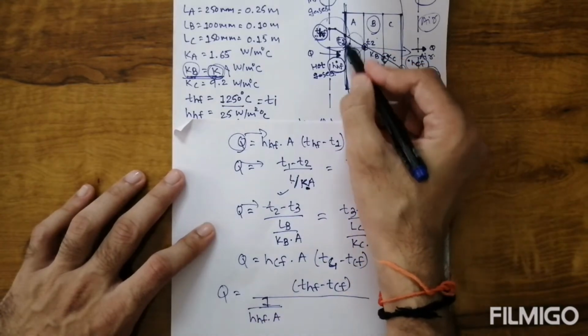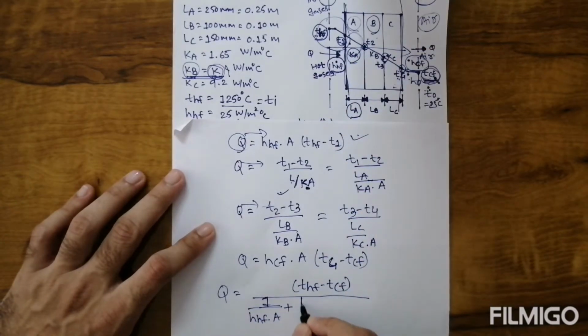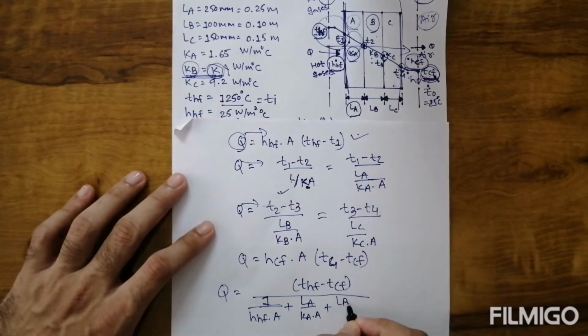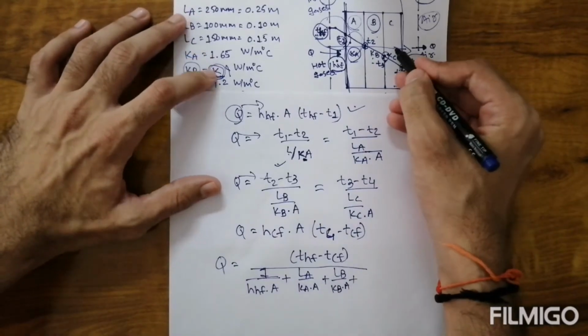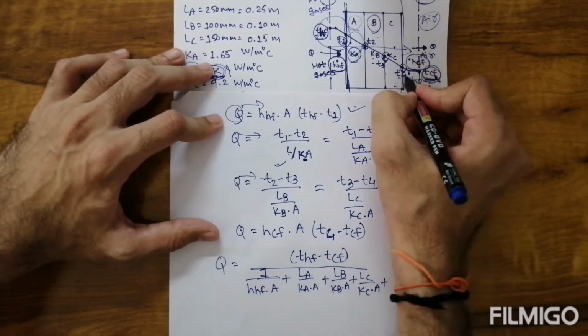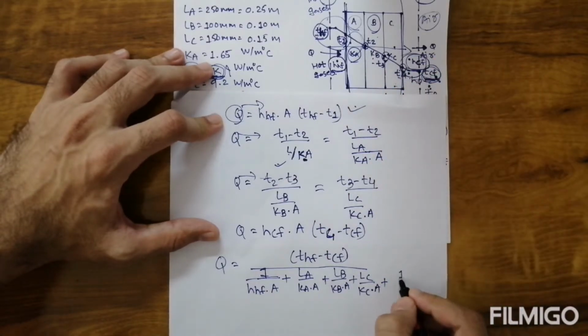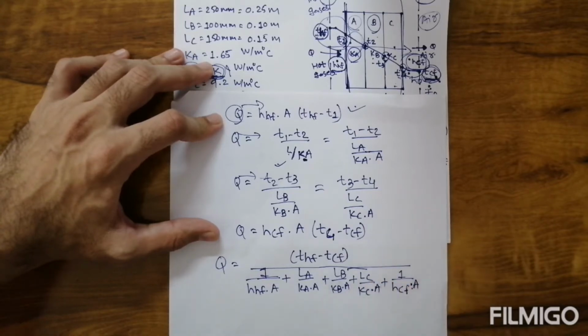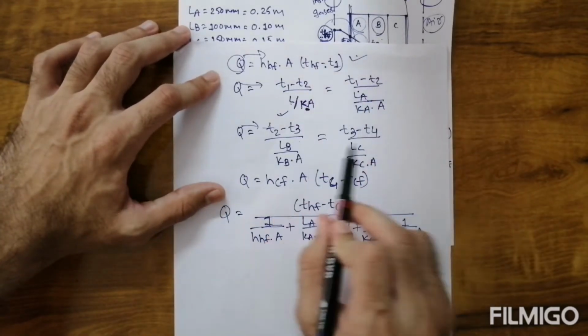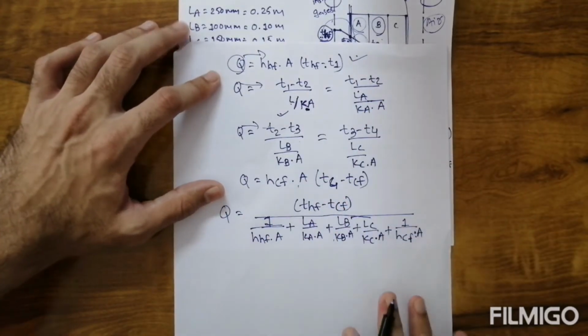Okay, second, the A layer is there, so the A layer resistance is LA by KA into area, plus the second resistance LB by KB into area. These are all conduction resistances. Similar for layer C, the conduction resistance is LC by KC into area. Then one more time convection is there outside, so it will be 1 upon HCF into area. Okay, so how many equations do we have? 1, 2, 3, 4, 5, and then after that there will be another equation.